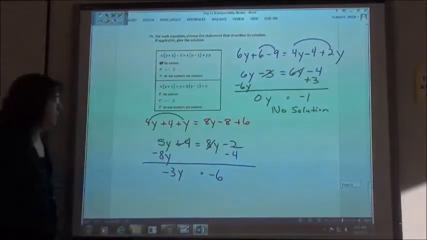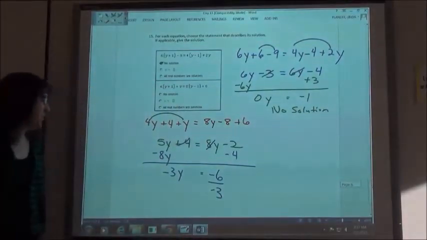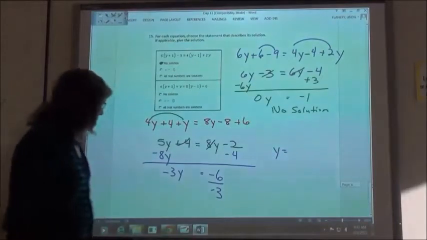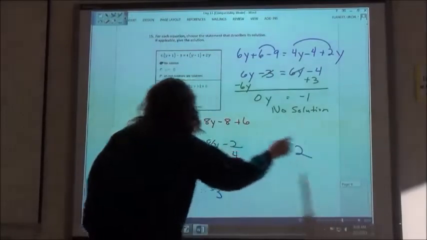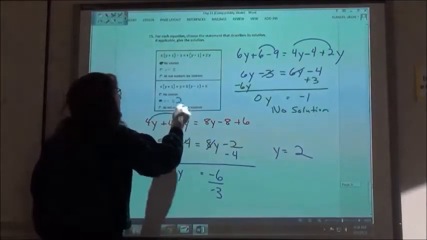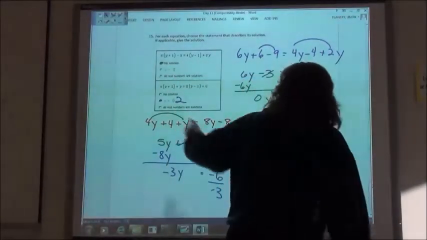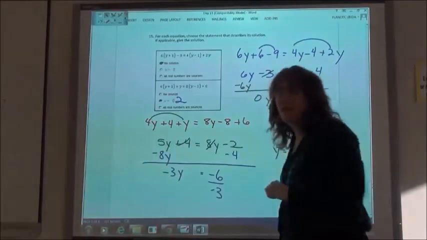Divide that by -3. -6 divided by -3 is 2. Y is going to equal 2. So I put 2 in the y. You click the middle box and put the 2 in there. So it says y equals 2.